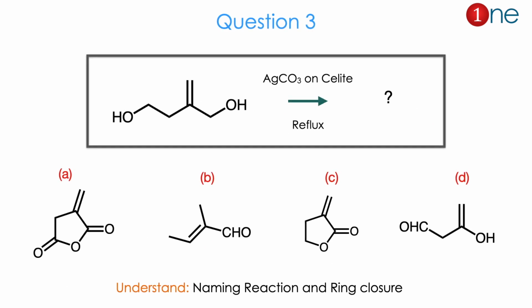Then the question number 3. The starting material contains a diol with an alkene there. You are using silver carbonate on celite. You are using the reflux condition. They ask you to find the products. Products are a cyclized one and a linear one. Linear one means the OH becomes oxidized there. Cyclized one means the way of cyclization is important: where the carbonyl group will be, where the alkene group will be. So you have to understand that a name reaction is involved and definitely ring closure occurs there.